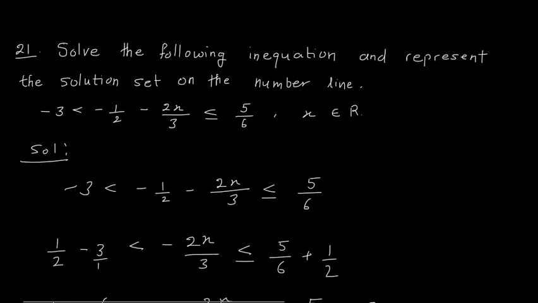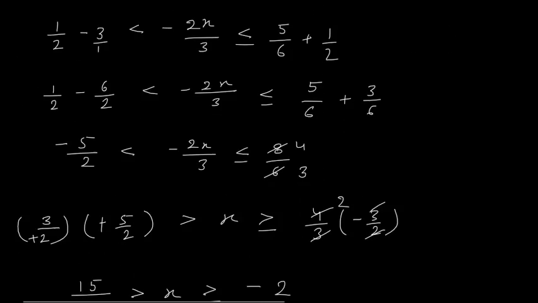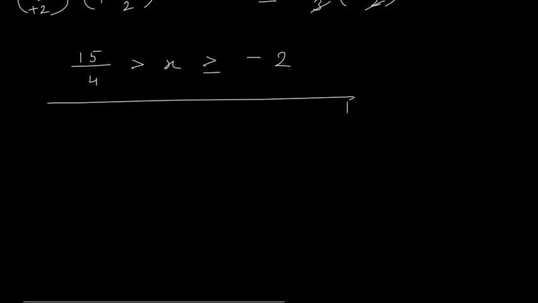Now let us see what the problem says. Solve the following inequation and represent the solution set on the number line. Here x belongs to real number. Okay, that is important. We have to understand x belongs to what. So our solution set is x equals, now here it is lying between minus 2 and 15 by 4.